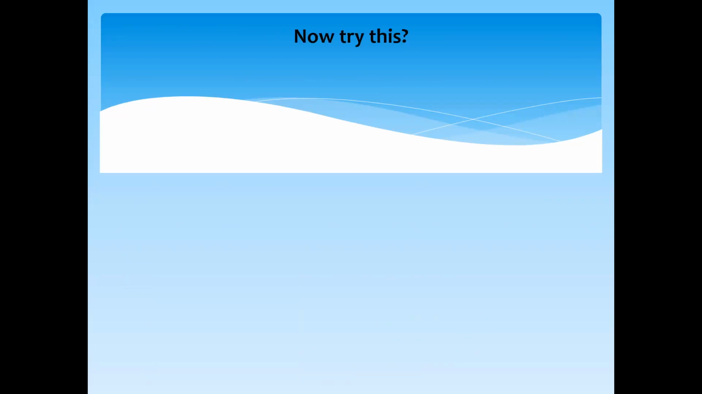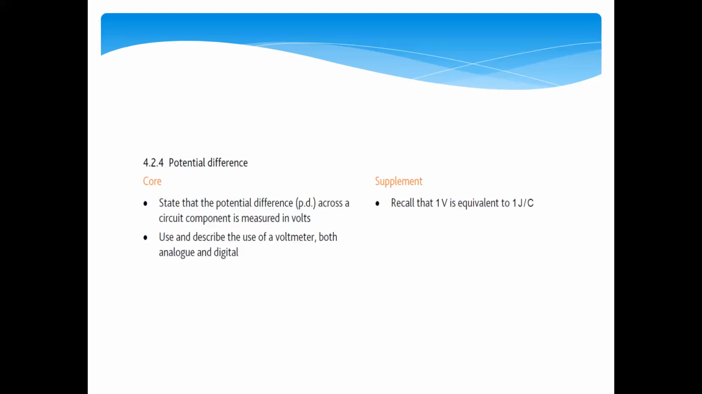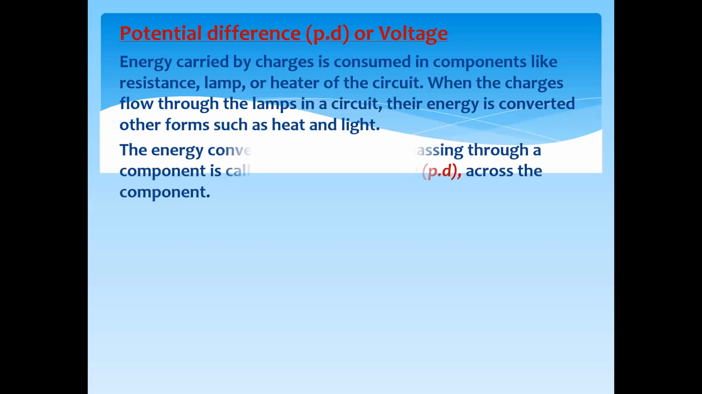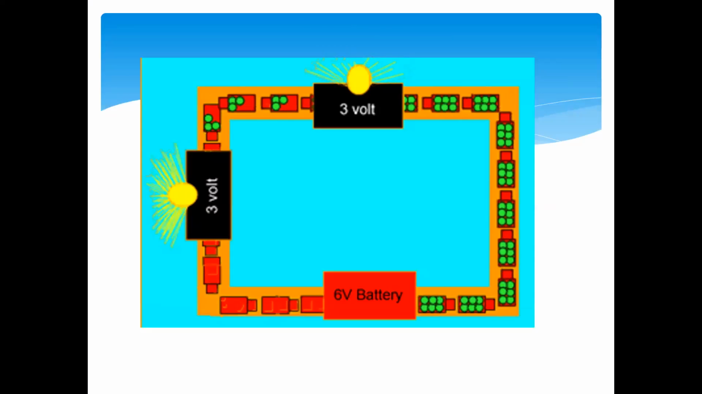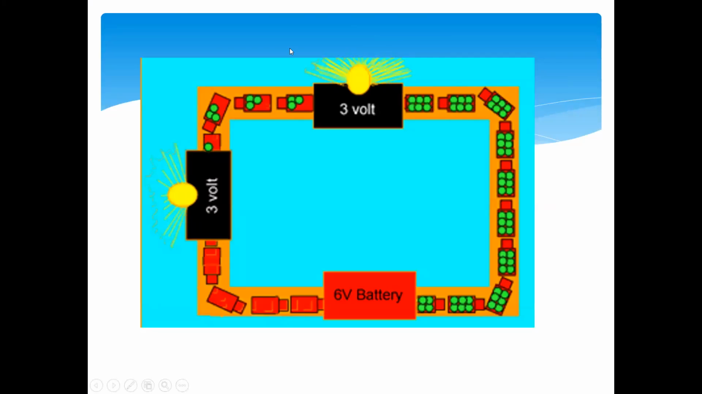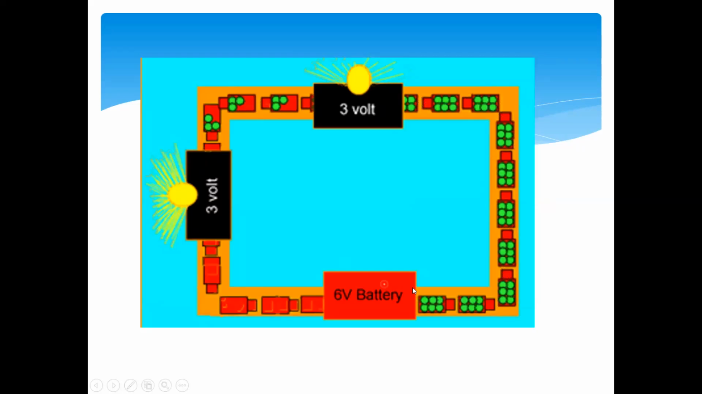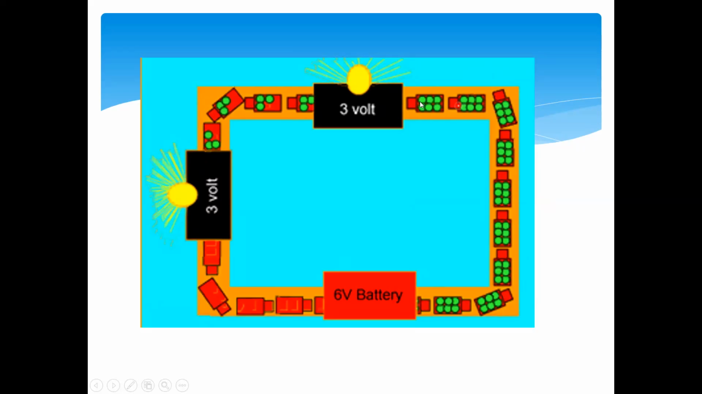Whereas potential difference, what is the concept of a potential difference? Potential difference means how much energy charges transfer. As we can see here, we have a 6 volt battery. It means it is providing 6 units of energy, or 6 joules of energy, to each charge. And there are two lamps which are connected in series.